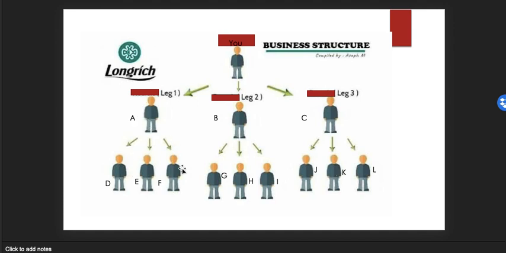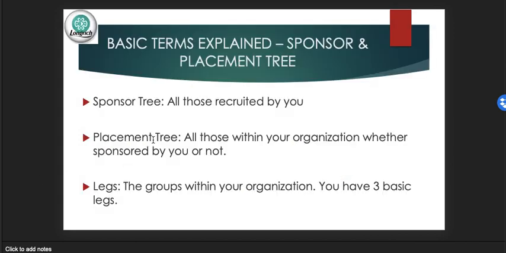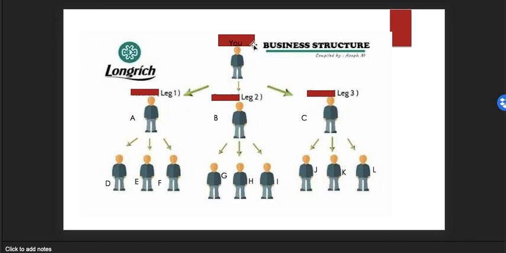A, Mr. D, Mr. G, and Mr. K. You won't see the others because though they are in your organization, they were not sponsored by you. That's the sponsor tree. But say placement tree. Placement tree is everyone within your organization, whether they are sponsored by you or not. So when I say placement tree, everybody here comes out. They are all your placement tree. They are all under you.